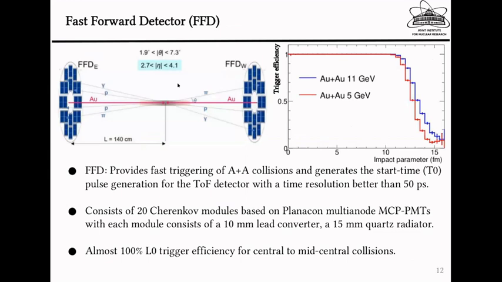The next one is the fast forward detector. It will be used for providing the fast triggering of nucleus-nucleus collision, and it will generate a start time for TOF detectors, with time resolution better than 50 picoseconds. The detector consists of 20 Cherenkov modules, and it is situated 140 centimeters from the center of the detector, upstream and downstream. It can provide trigger efficiency of around 100% for central to mid-central collisions.